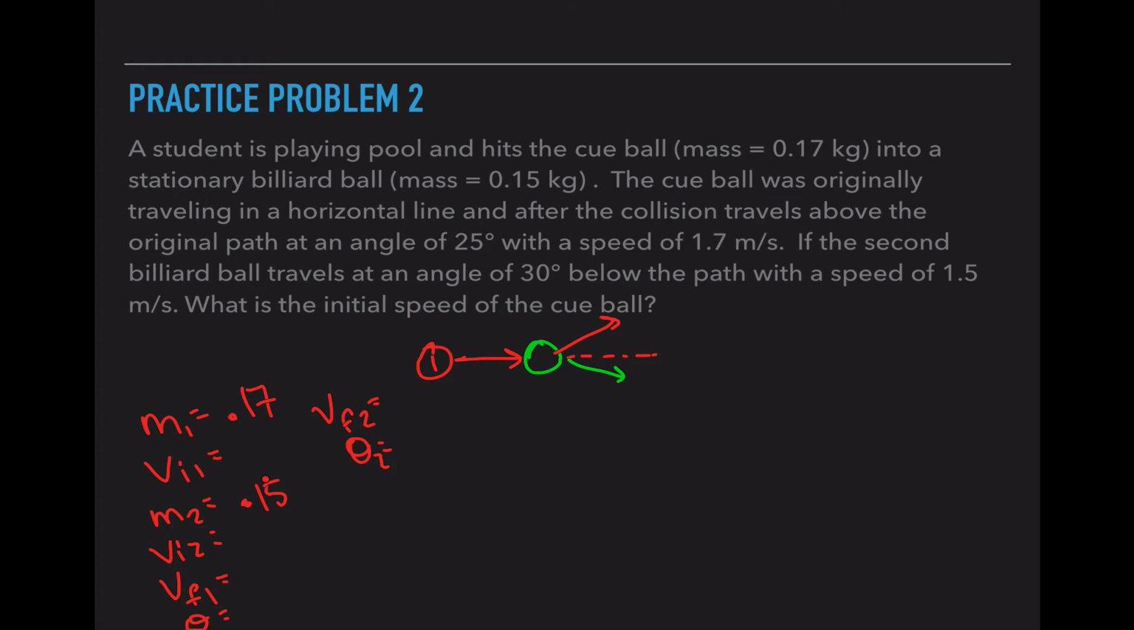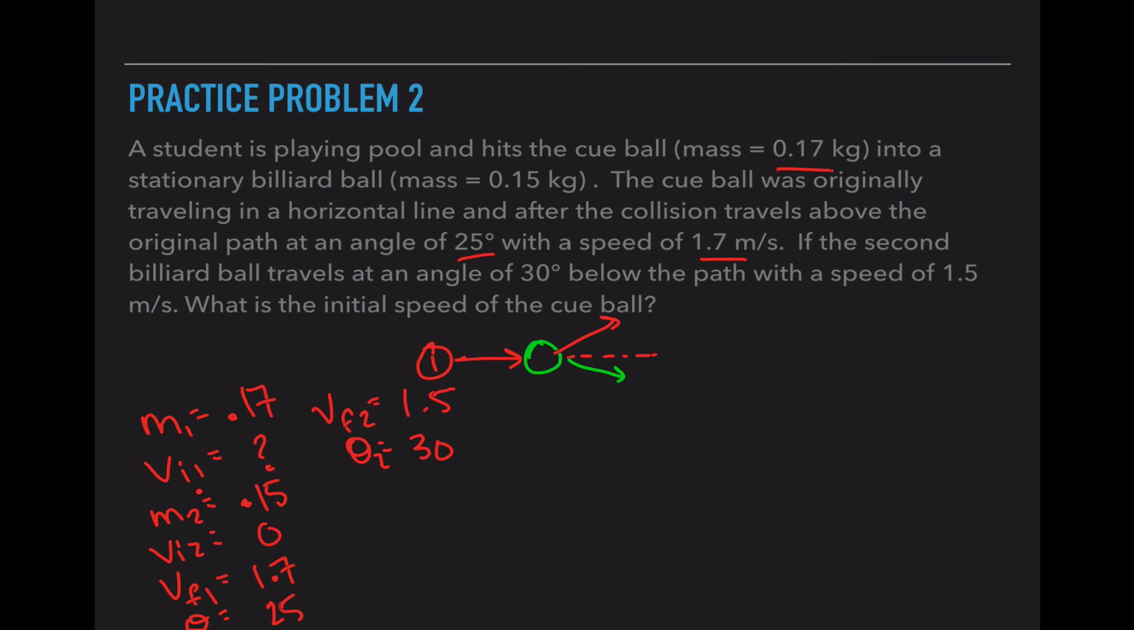So this time our masses are different, and everyone always asks, does it matter which number I give to which object? It doesn't, as long as you keep their information together. So you need to know that the 0.17 kilogram ball is the one that's traveling 25 above at 1.7. But as long as you keep the information together, it doesn't matter which one you make, ball 1 or ball 2. The initial velocity of ball 1 is the number that we don't have, and it's asking us to solve for. Initial velocity of ball 2 is 0. Final velocity of ball 1 is 1.7 at 25 degrees. Final velocity of ball 2 is 1.5 at 30 degrees.